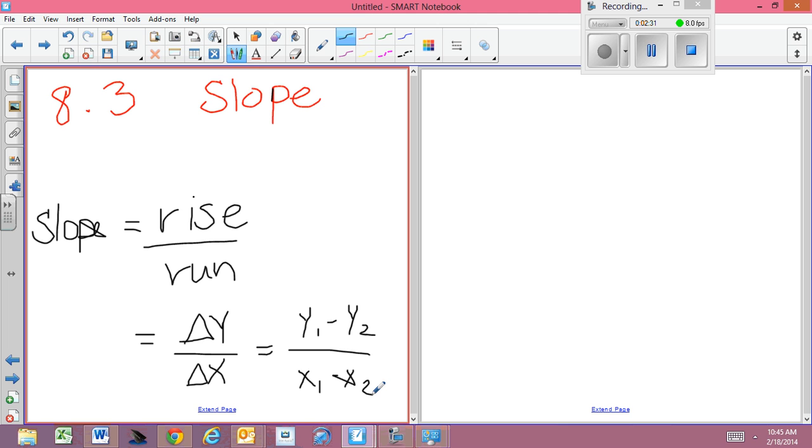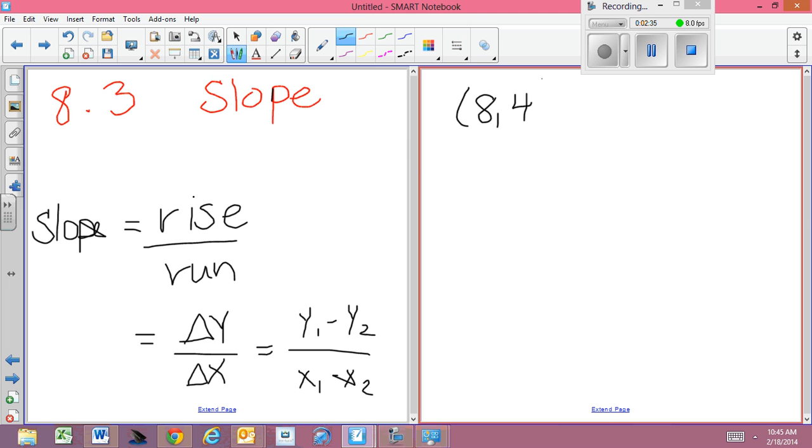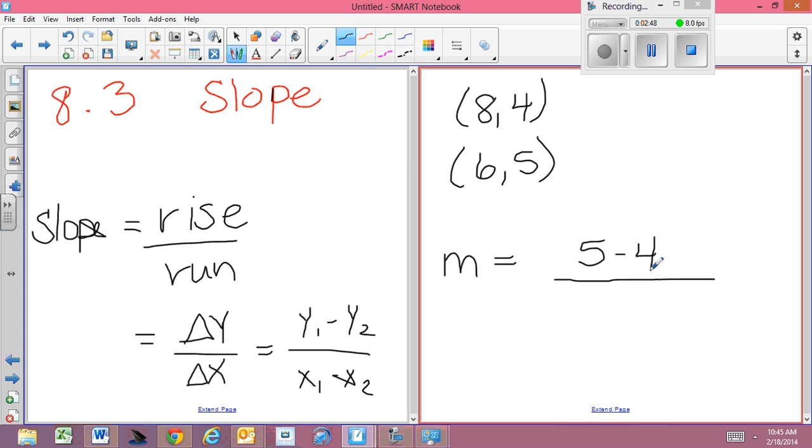So for example, if I gave you the points 8, 4 and 6, 5 and asked you to find the slope of the line that goes through those 2 points, and remember we also learned that the abbreviation for slope is m, I can just subtract my y's in the numerator. And if I'm going to subtract 5 minus 4, I have to subtract the x's in the same order. So I have to subtract the x's as 6 minus 8. So my slope is 1 over negative 2.